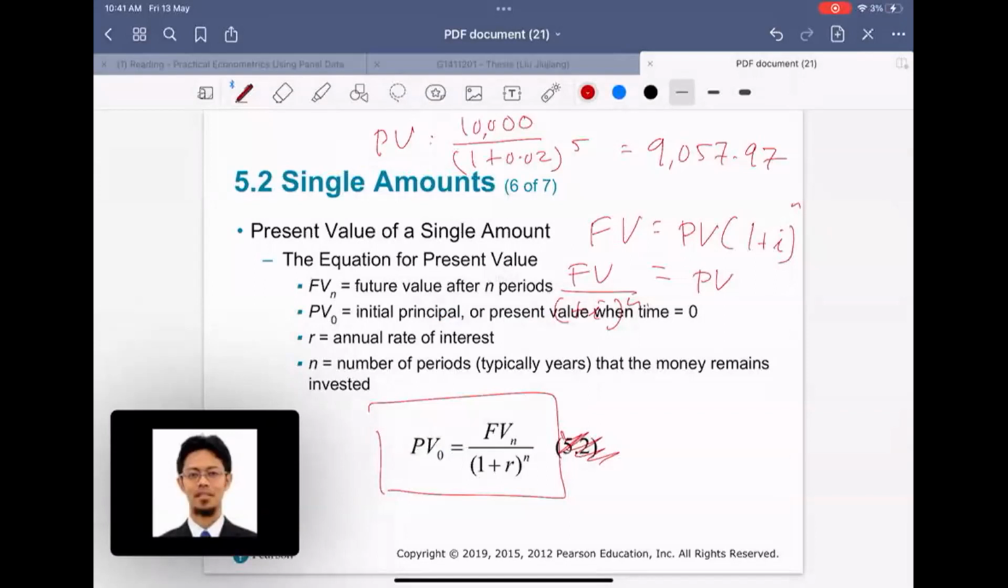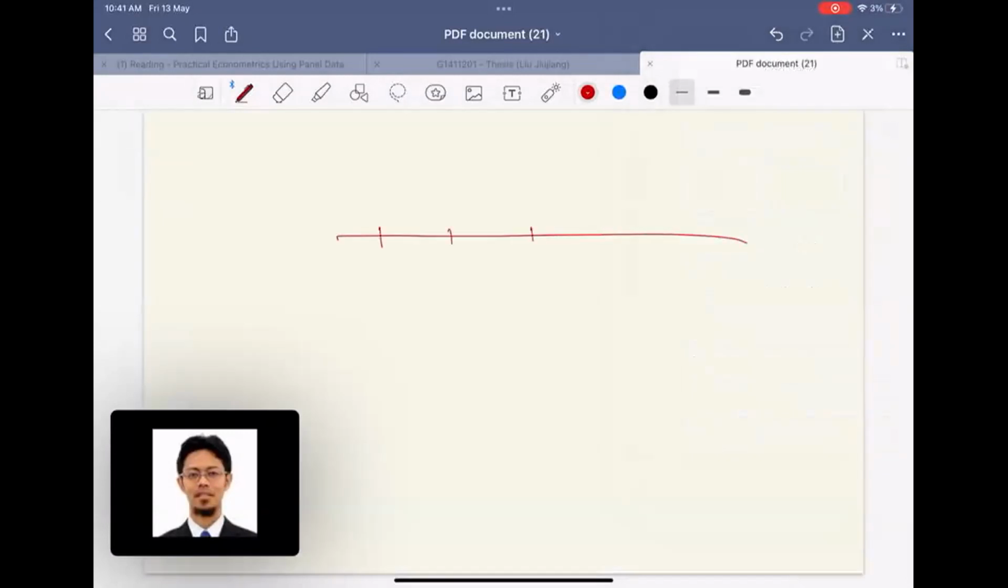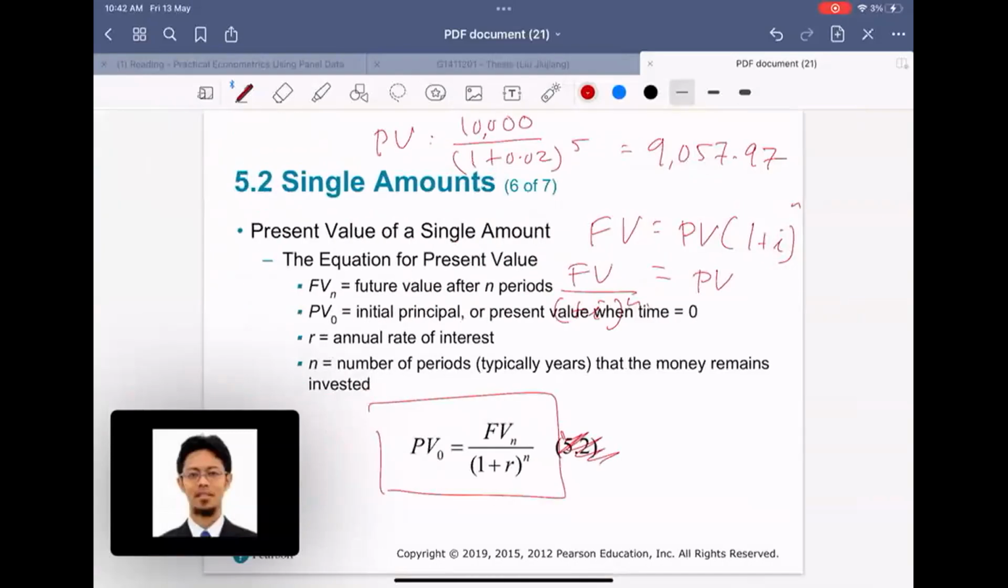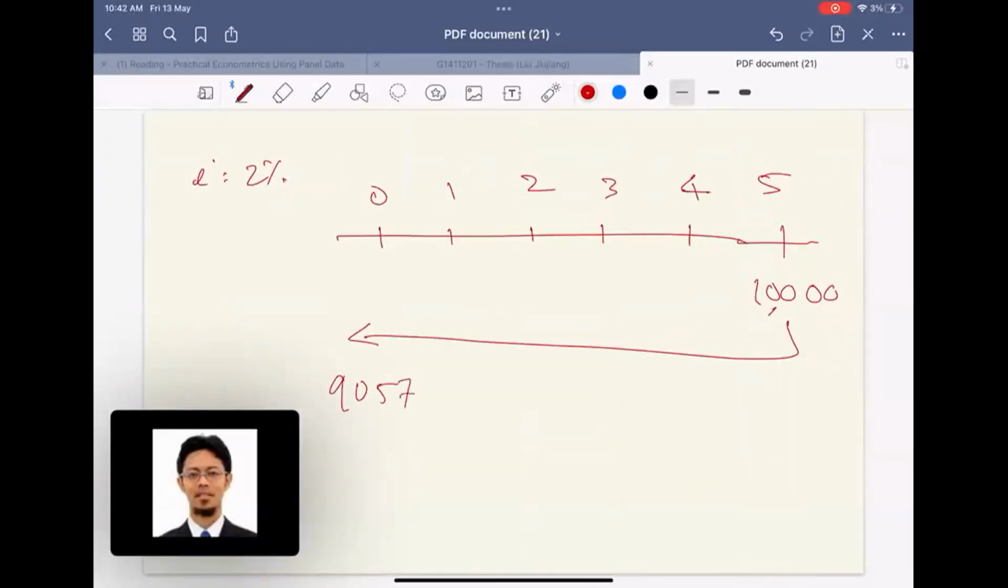So this is the present value, right? Draw the timeline, 5 years, right? In order for you to reach 10,000, with your I at 2%, you need 9,057. So your present value is at this one.